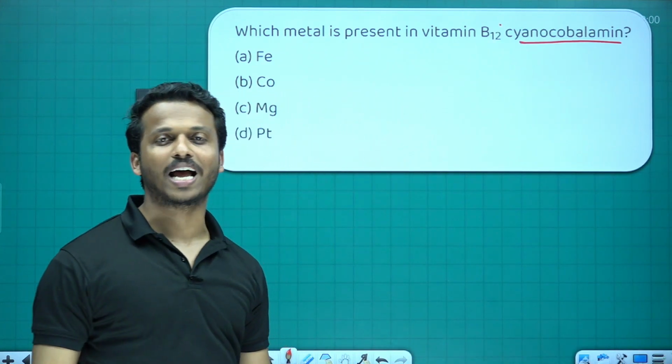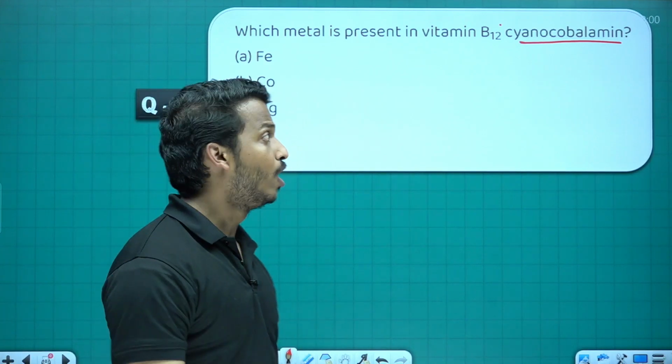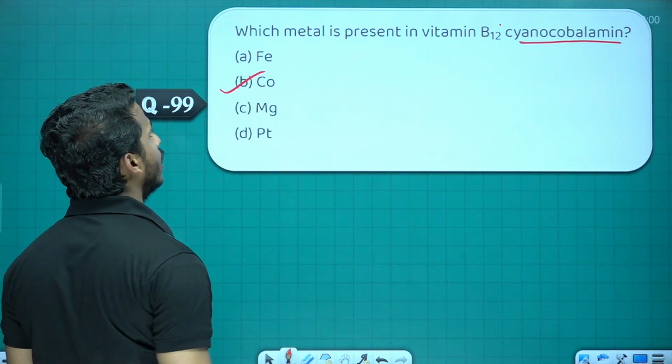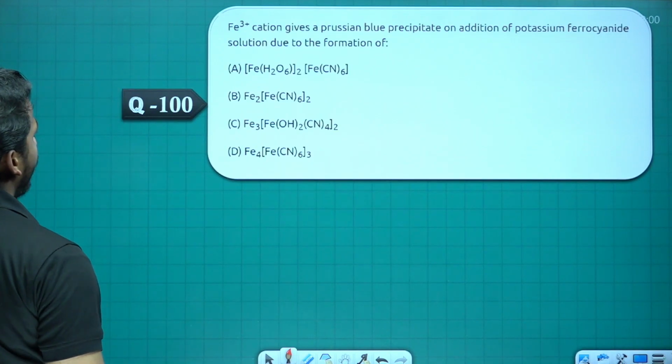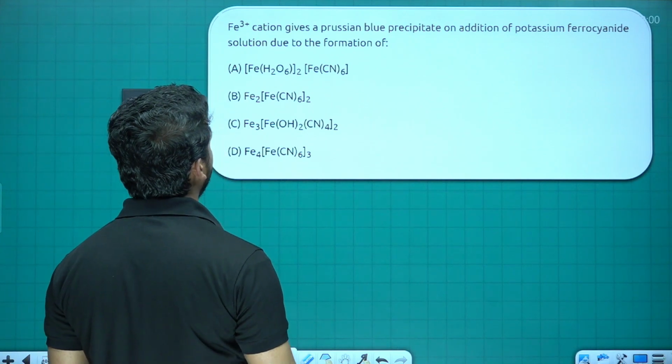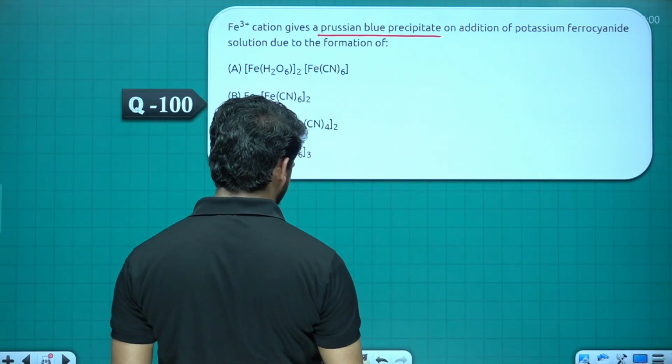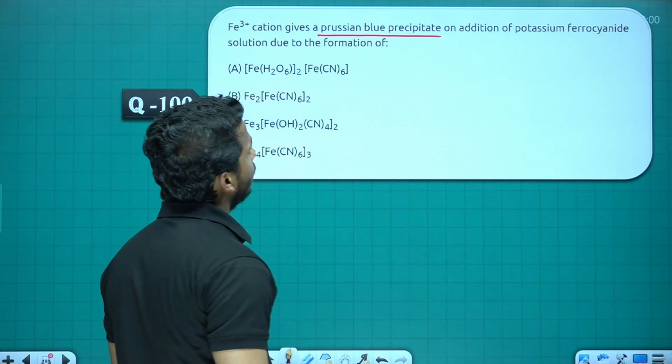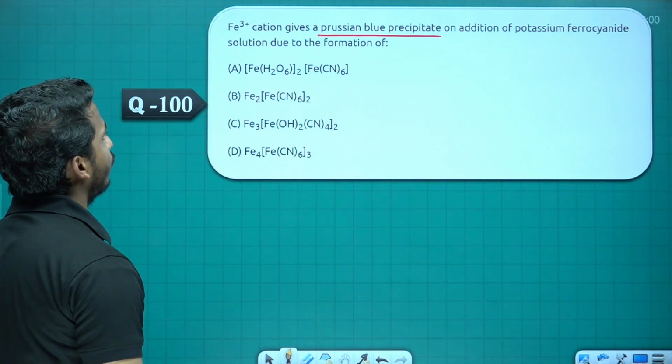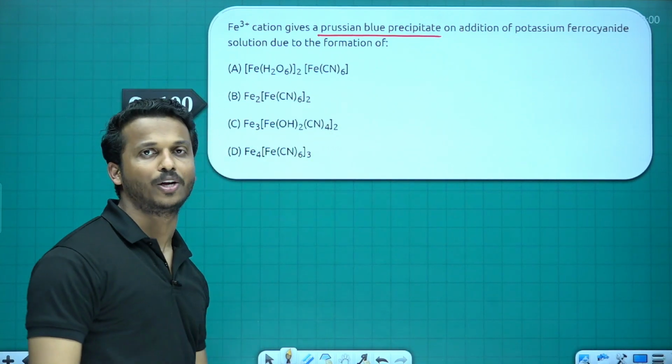They have already given the name cyanocobalamin. Cobalt. Cobalt is the metal present in vitamin B12. Fe3+ cation gives a Prussian blue precipitate on addition of potassium ferrocyanide solution due to the formation of what?